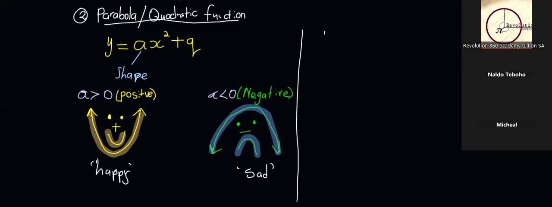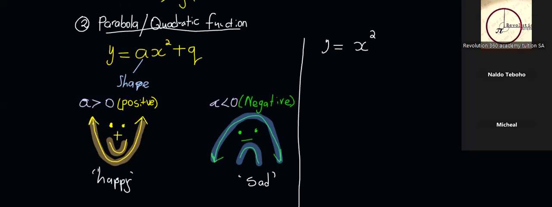Before I proceed, this value of q is going to represent the turning point, where the graph is going to turn. So when I speak about the turning point, it's where the graph turns.